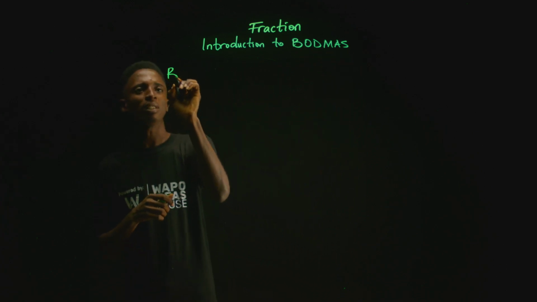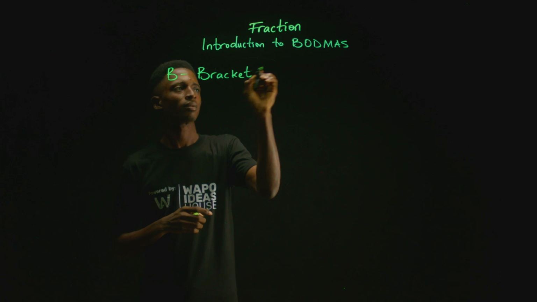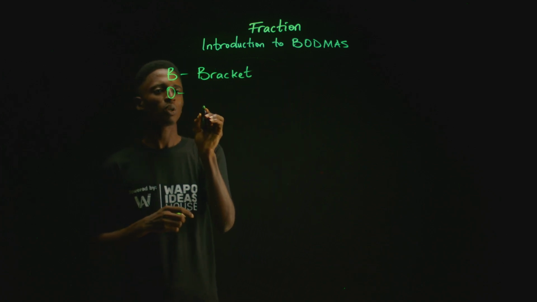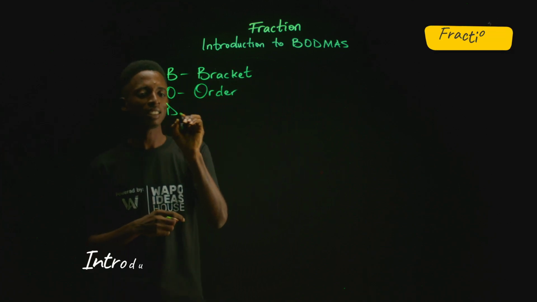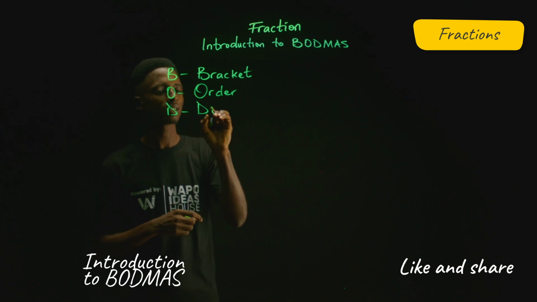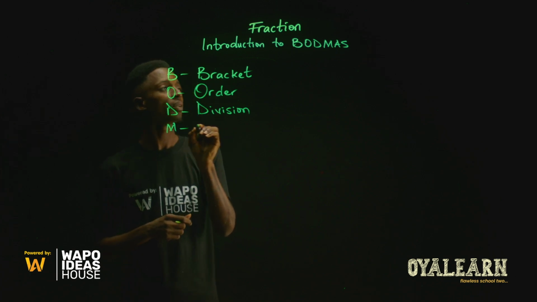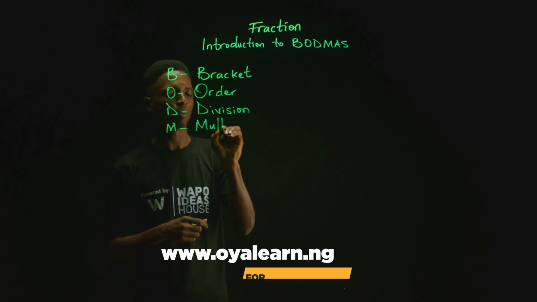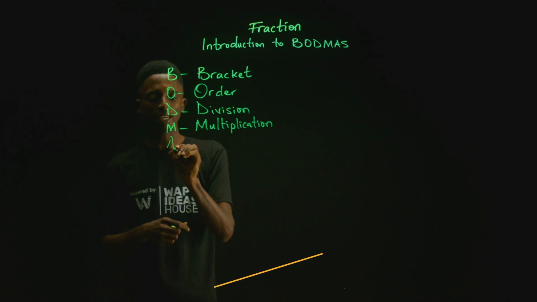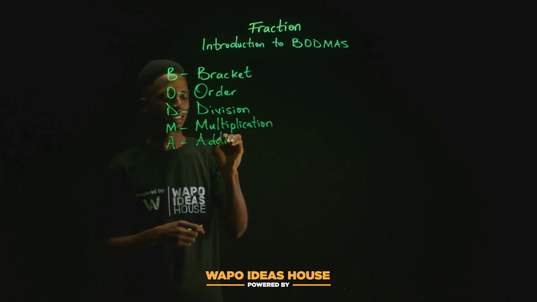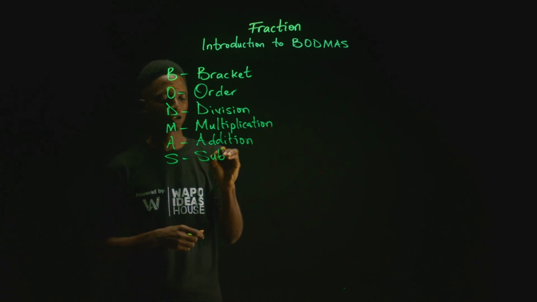So that is, we have B, which stands for bracket. Then we have O, which stands for order. Then D, which stands for division. We have M, which stands for multiplication. We have A, which stands for addition. And then S, which stands for subtraction.